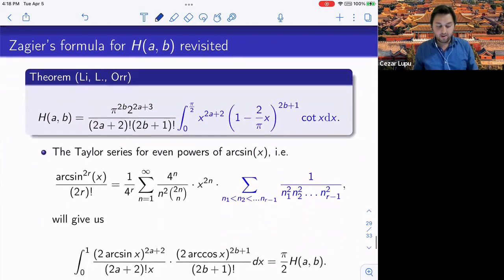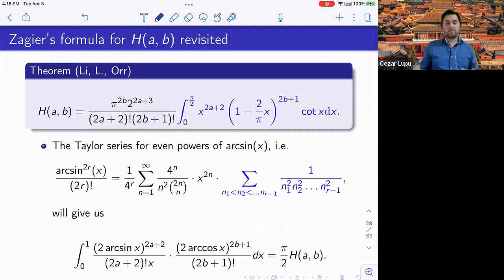First, we will relate this H_AB, this Hoffman family of multiple zeta values involving twos and a single three, in terms of this cotangent integral. At first it looks surprising, but this is not surprising since we previously saw this lemma that involves polynomials in the cotangent function. So this theorem will have two ingredients.